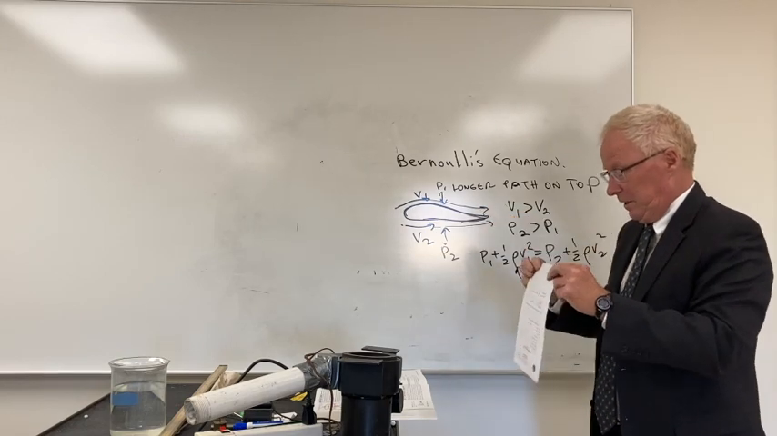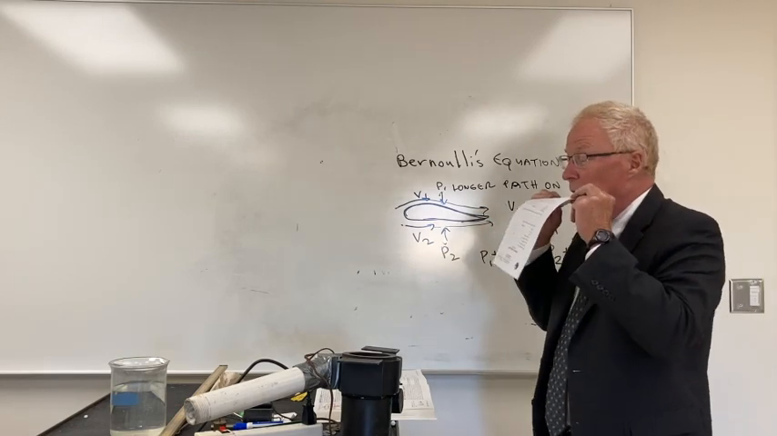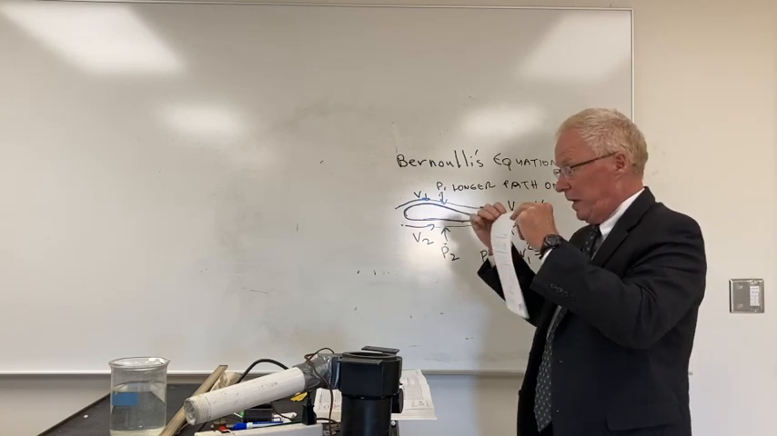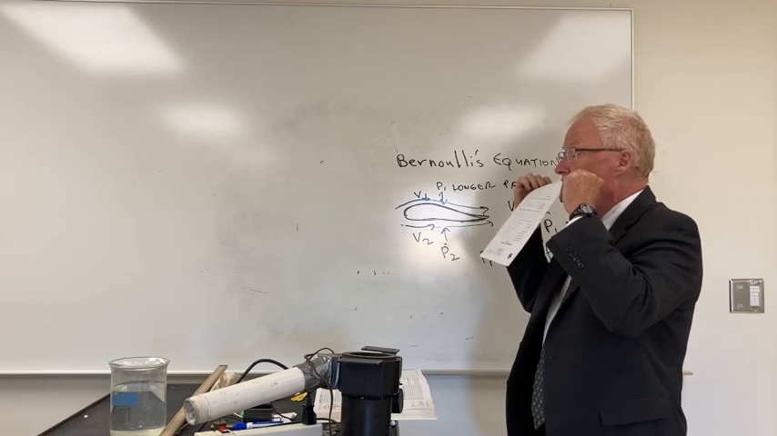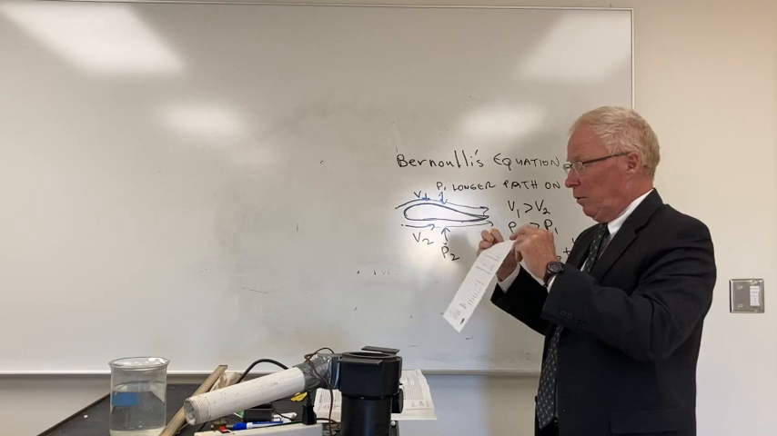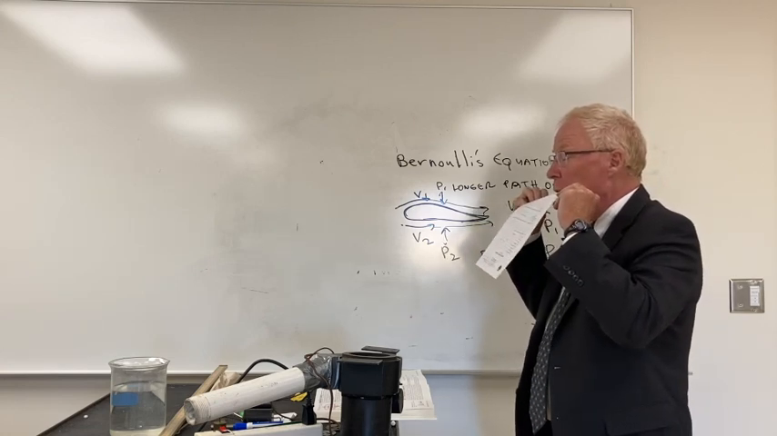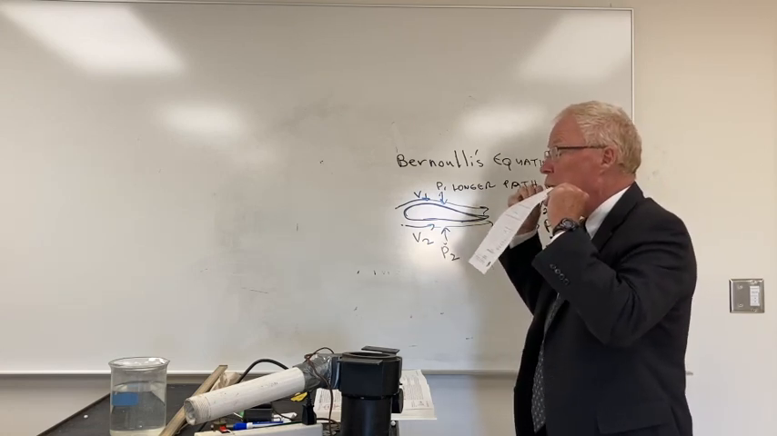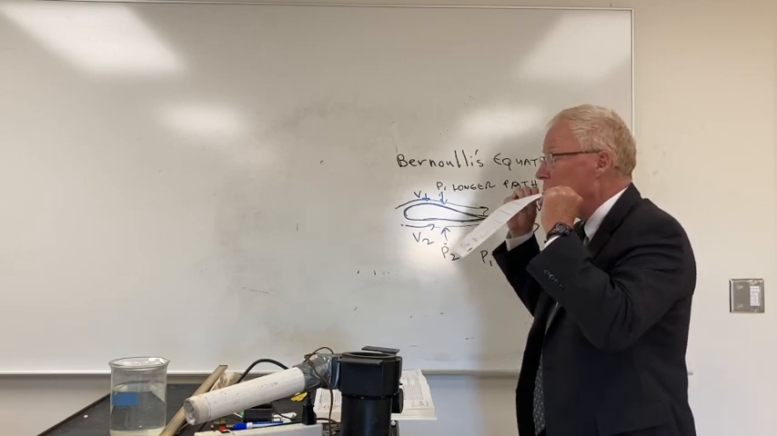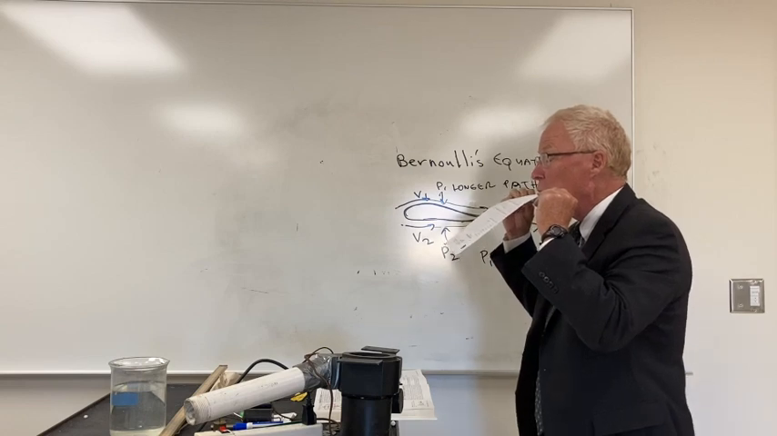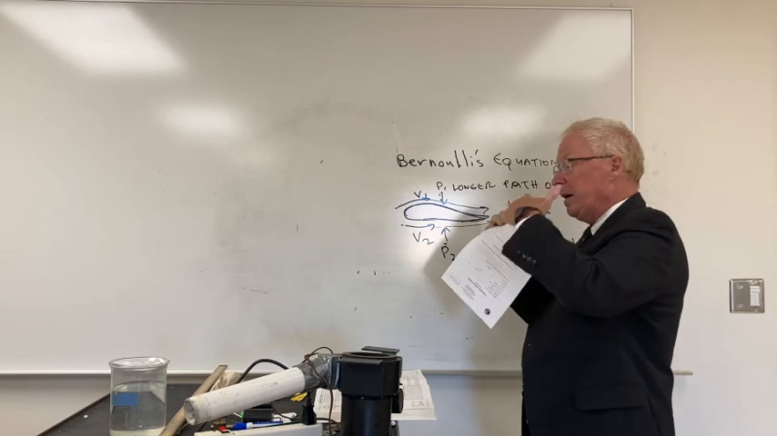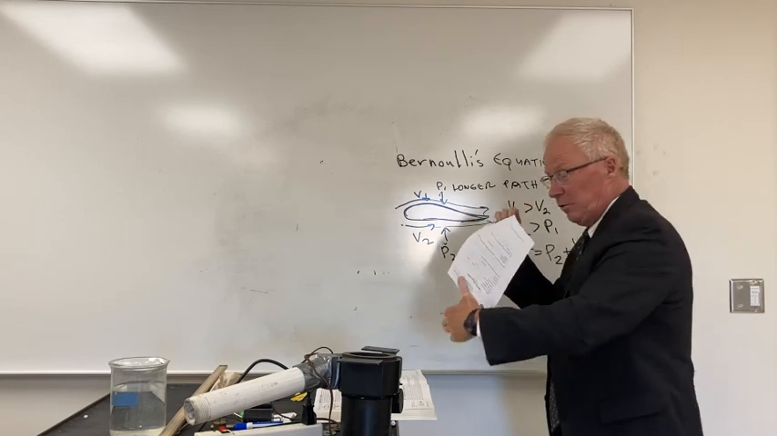An example of this is if I blow air on top of this paper, not underneath. If I blow below, it kind of pushes the bottom out. But if I actually blow on top, it causes it to lift up because the air is moving faster over the top.